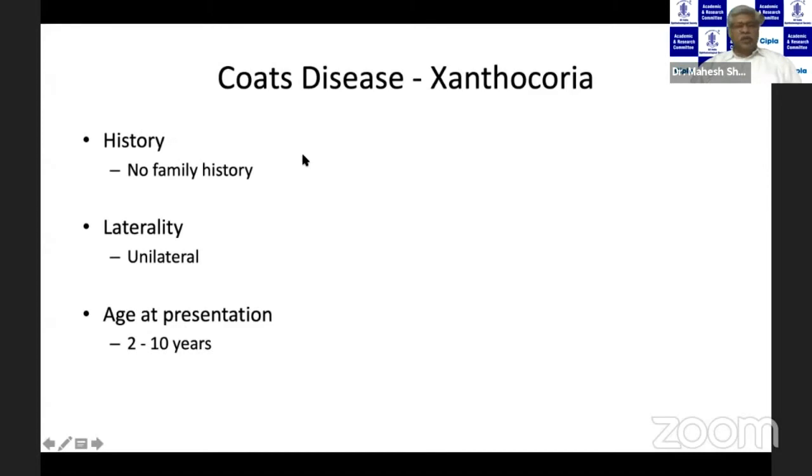So history: there is no family history in Coats disease, and Coats is usually unilateral, extremely rarely it can be bilateral, and they usually present a little later than retinoblastoma, 2 to 10 years of age. And there is supposed to be a male predilection, but I have seen girls being affected quite commonly, and it can present even earlier than 2 years. It can present even at 6 months of age.